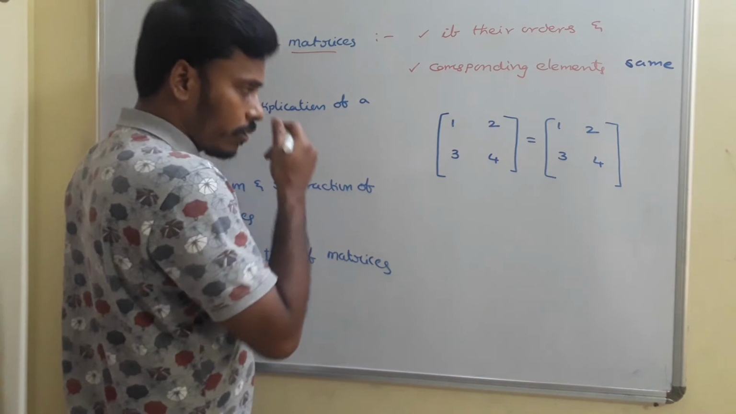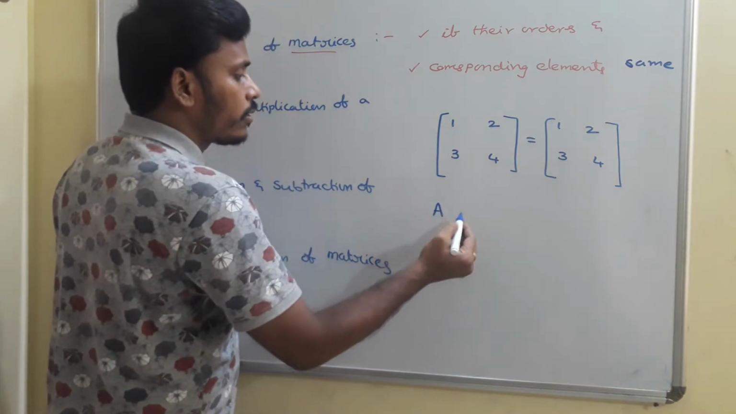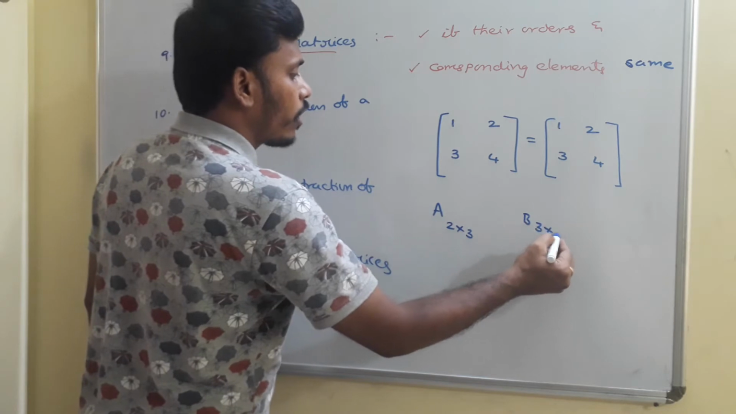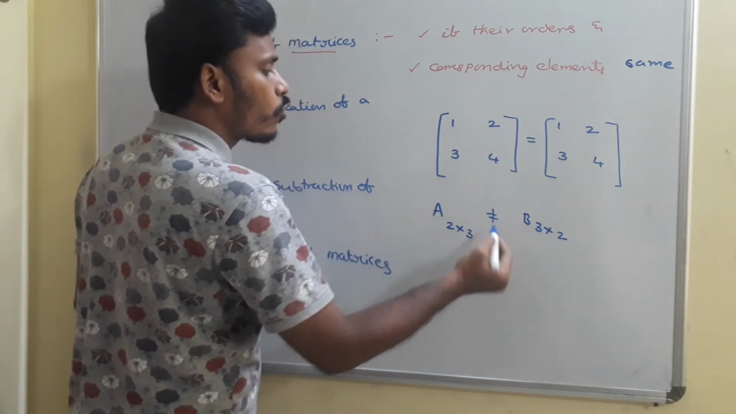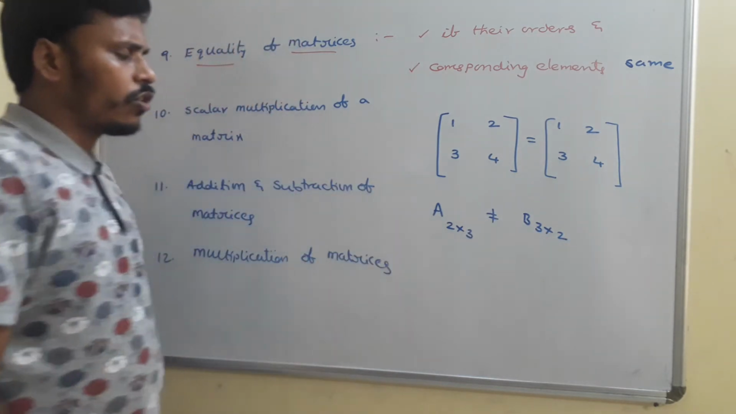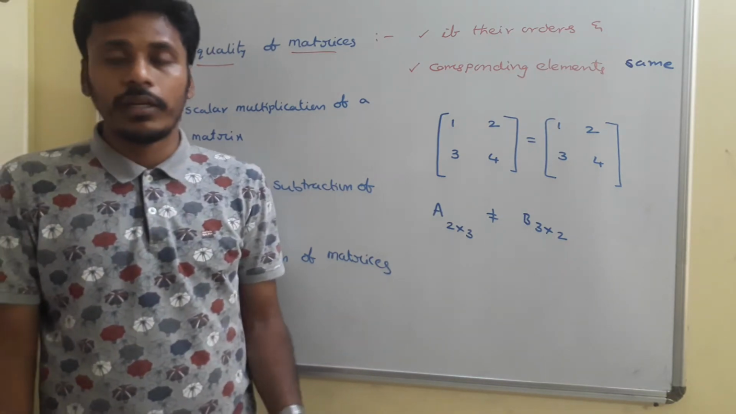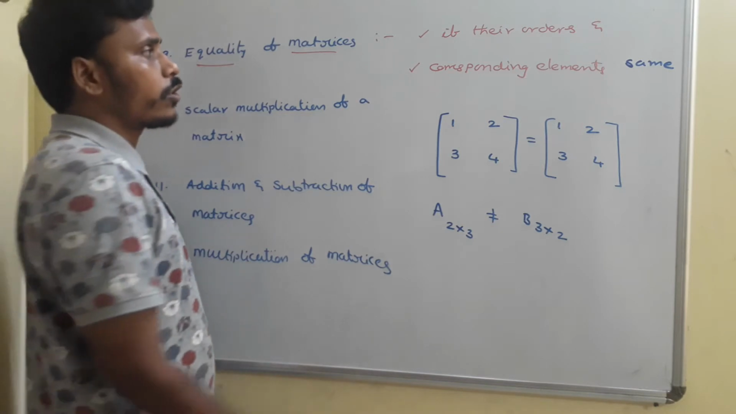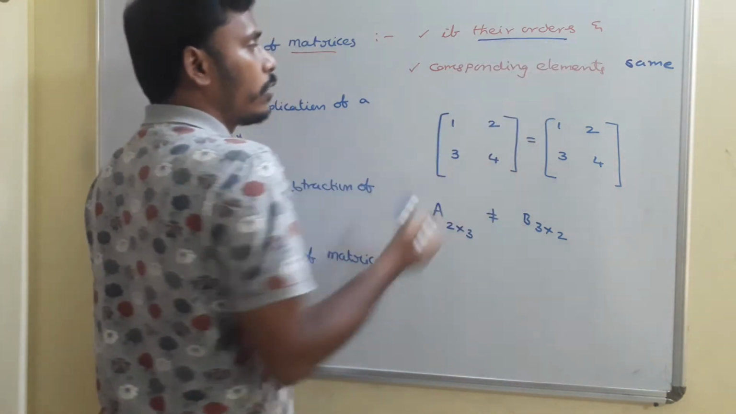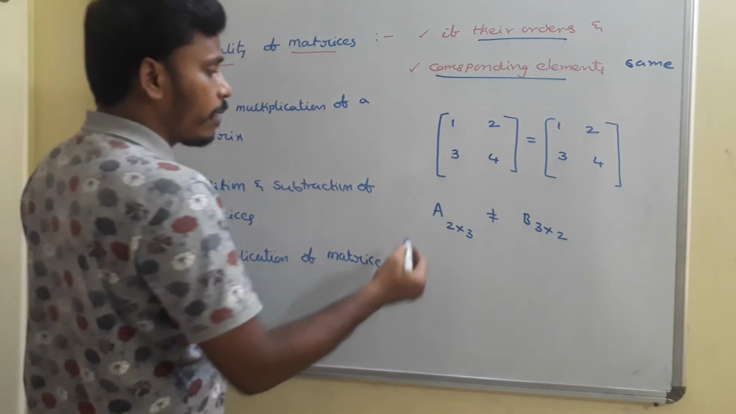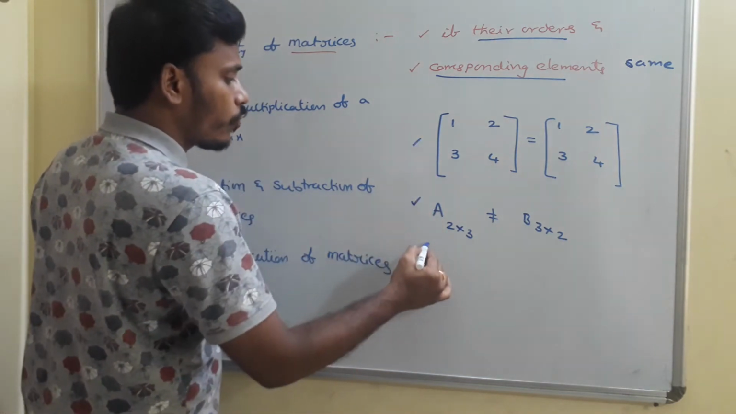Coming to another example, if A is a matrix of order 2 by 3 and B is a matrix of order 3 by 2, we don't call these two as equal. Without discussing the elements, for sure we will confirm that since the orders are different, they can't be equal. So the first thing, their order should be equal, and the second thing, corresponding elements should be equal.